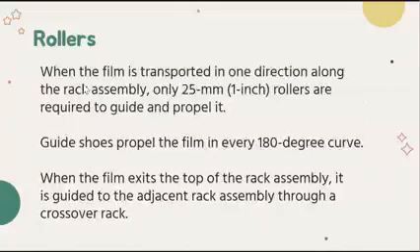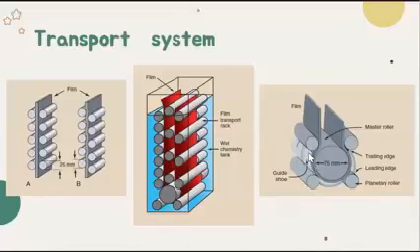When the film is transported in one direction along the rack assembly, only 25 millimeter or 1 inch rollers are required to guide and propel it in one direction. If it only travels in one direction, then the 25 millimeter transport rollers will suffice. And we have guide shoes to propel the film in every 180 degree curve. Because without guide shoes, it's like a belt. It guides the film to where it should go.